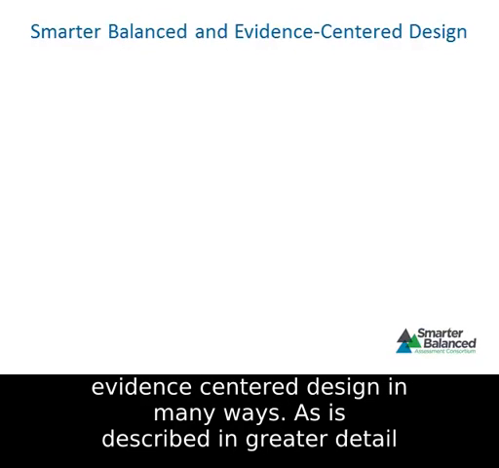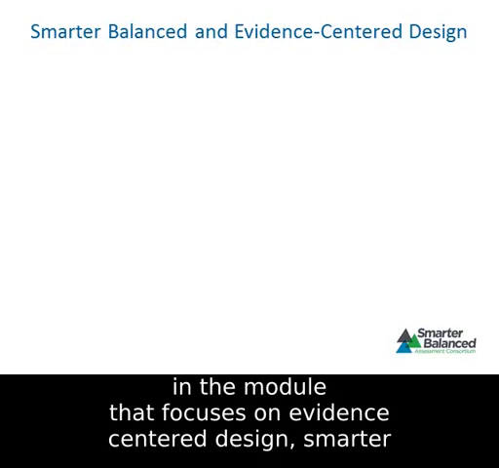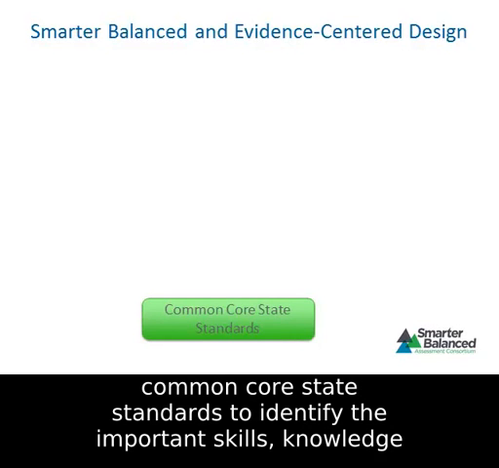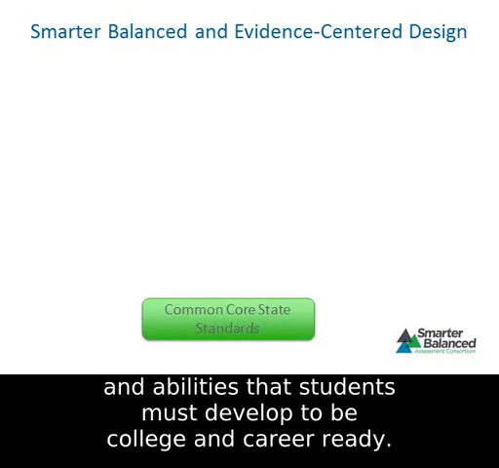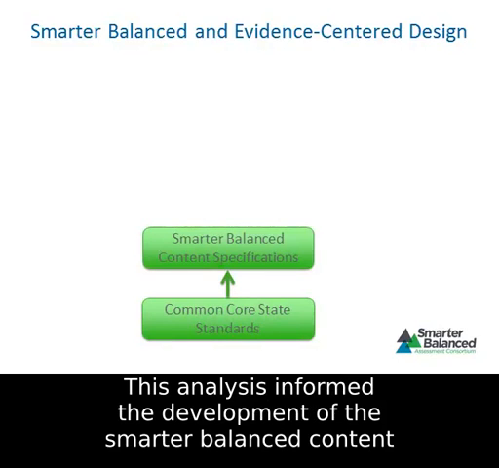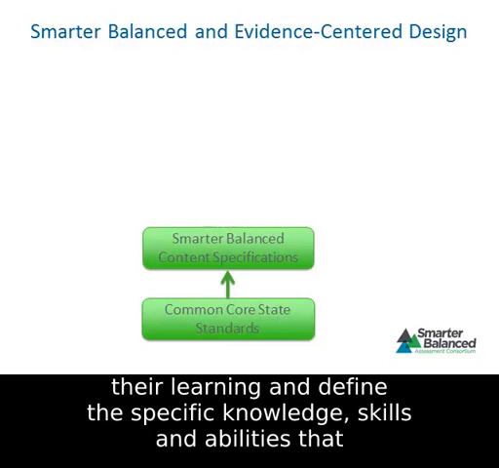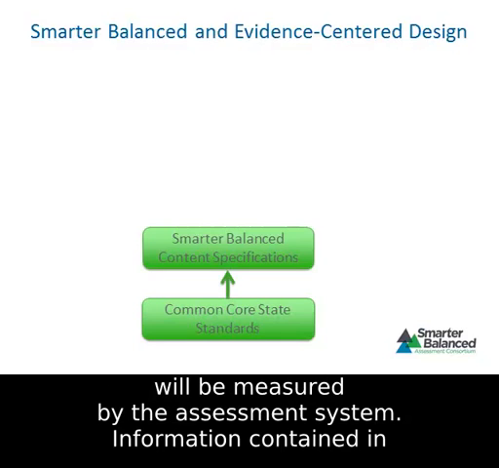Smarter Balanced is applying evidence-centered design in many ways, as is described in greater detail in the module that focuses on evidence-centered design. Smarter Balanced has employed evidence-centered design to analyze the Common Core State standards to identify the important skills, knowledge, and abilities that students must develop to be college and career ready. This analysis informed the development of the Smarter Balanced content specifications, which define the claims to be made about students and their learning and define the specific knowledge, skills, and abilities that will be measured by the assessment system.